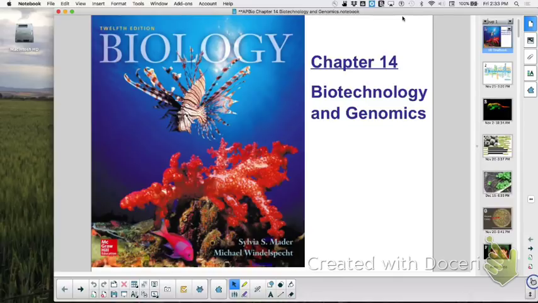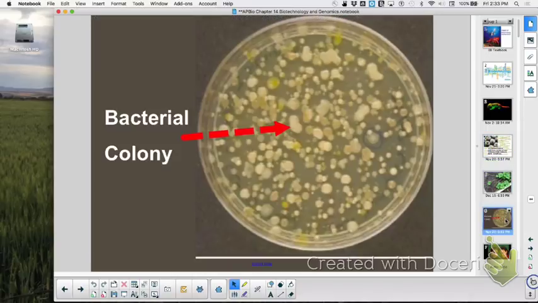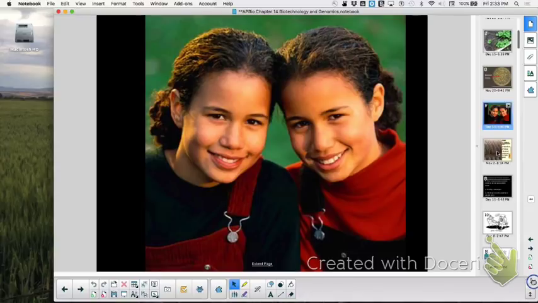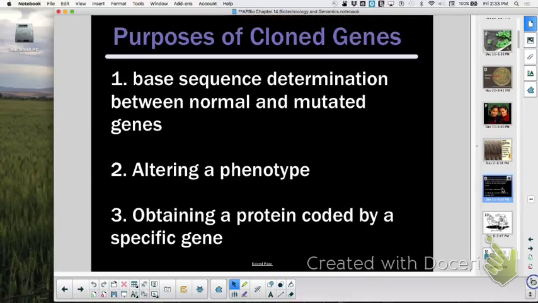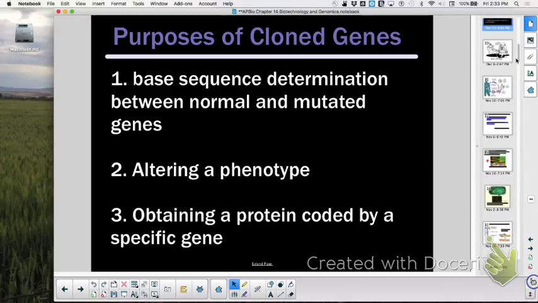Okay, so the first thing we did is we just talked about generic different kinds of cloning. But then that brought us to the idea of cloning a gene. You could clone a gene because you might be wanting to get a product from that gene, you might be trying to analyze the base sequence of that gene, or you might want to alter an organism's phenotype. So we needed to start talking about the tools of a genetic engineer.